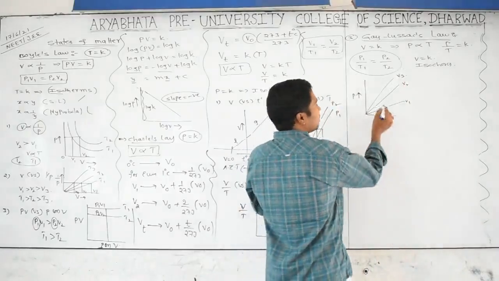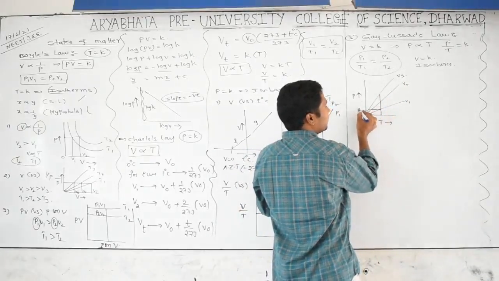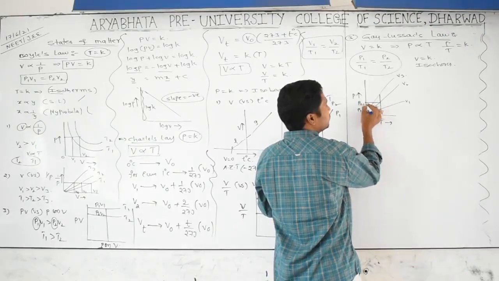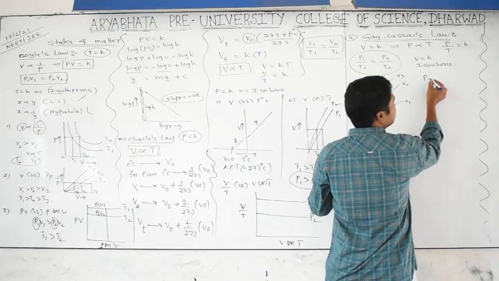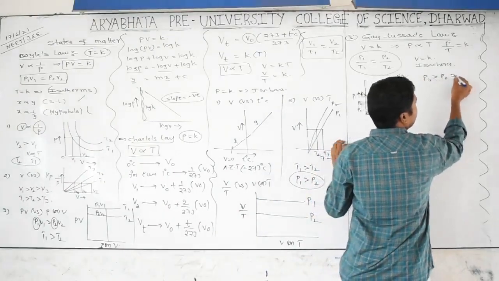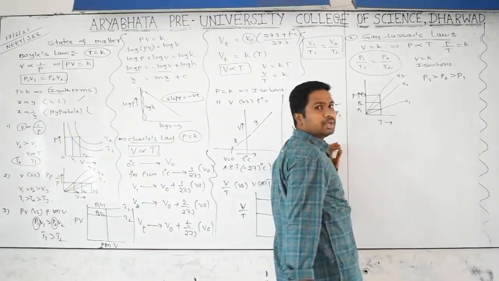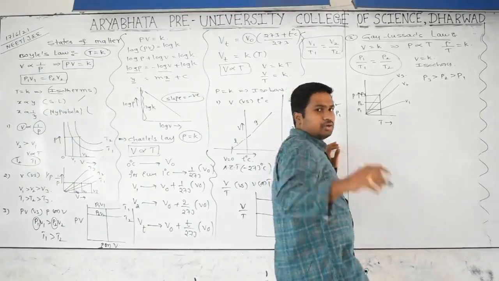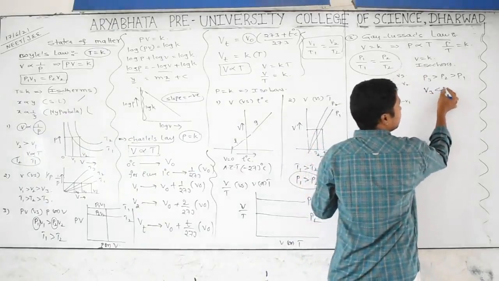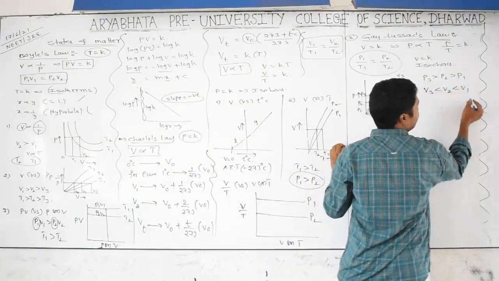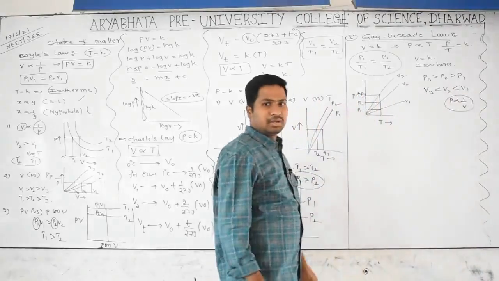Now I am taking one fixed point on the x-axis. Then this is nothing but P1, this is P2, this is P3. Which is more? P3 is more than P2 is more than P1. P3 being more, how is the relation with volume? Inversely proportional. Why? Because according to Boyle's law, V3 is less than V2 is less than V1, because pressure is inversely proportional to volume.